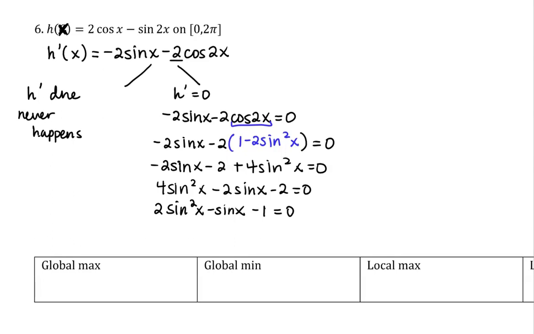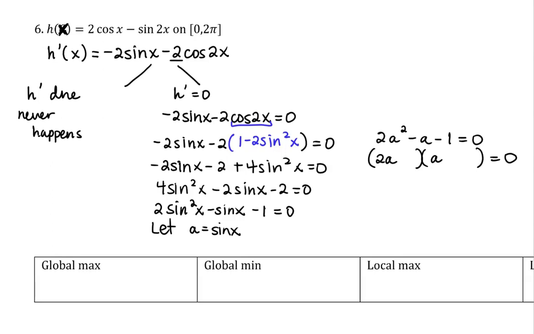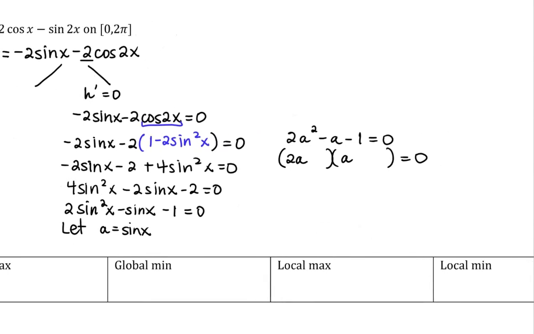So now that we have this quadratic equation nice and simplified, if it's easier for you, you could do something like let a equal sine x. That's the same technique we used in 172 when we were solving trigonometric equations, just so that it looked a little bit neater. Then we can come in and finish factoring this equation. This factors into 2a plus 1 times a minus 1. You could also solve this using the quadratic formula.